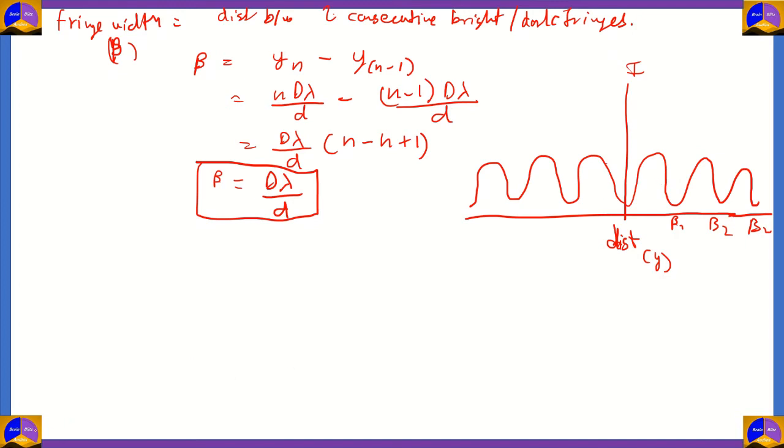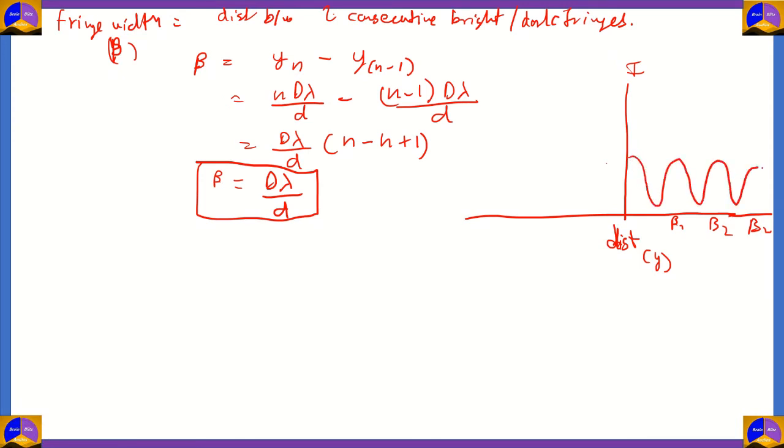So let's erase that. This diagram is sort of incorrect. Let's draw that again. Basically you have a central bright fringe, then you have a first, then a second, then a third. And again in the other direction, you have a first, a second, a third. All of them have the same intensity at their highest points. So minus B1, minus B2, minus B3. This is how the graph looks for an interference pattern.